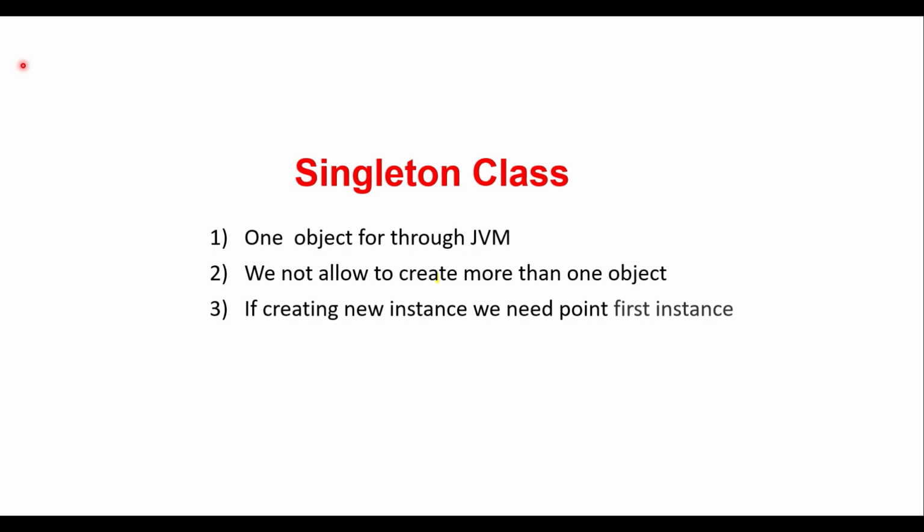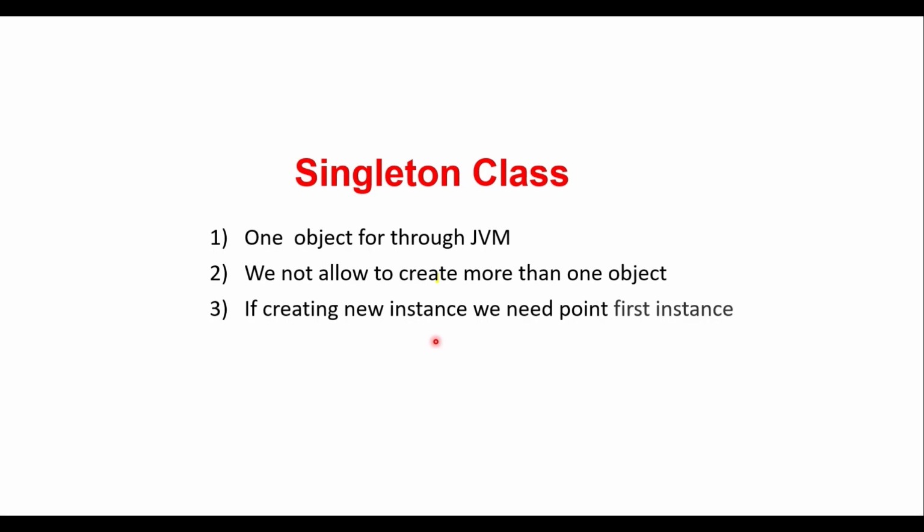A singleton class has only one object. It will be created once throughout the JVM. It's not allowed to create multiple objects, more than one object. If we create one instance, we need to point to that first instance every time.